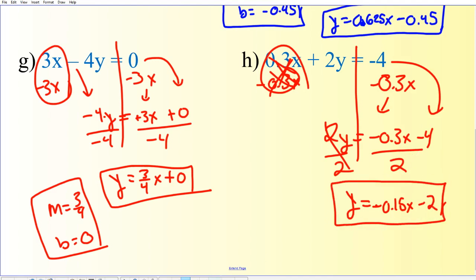So I divided both pieces. And so now my slope is negative 0.15. And my intercept is negative 2.